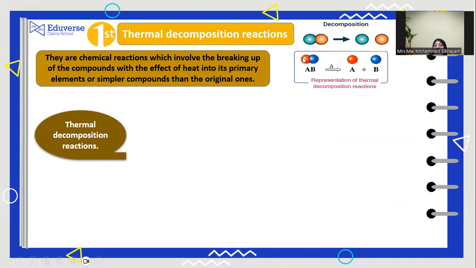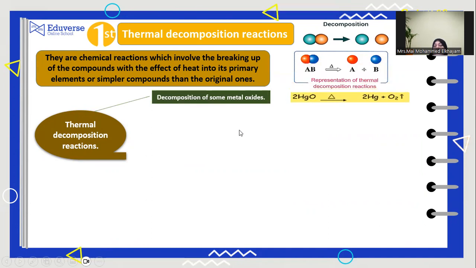As you can see here, compound AB, by heating, will be decomposed or broken down into A alone plus B alone. Thermal decomposition reactions, as we just mentioned, include what? Decomposition of some metal oxides, like 2 mercuric oxide, which is red in color, by heat will give us 2 mercury, which is silver, and oxygen gas.